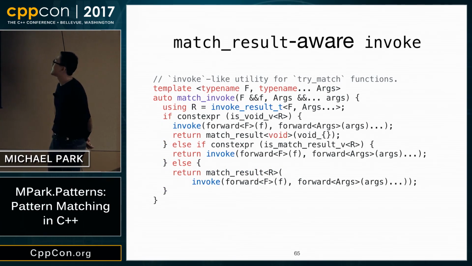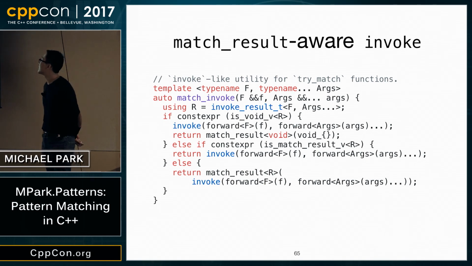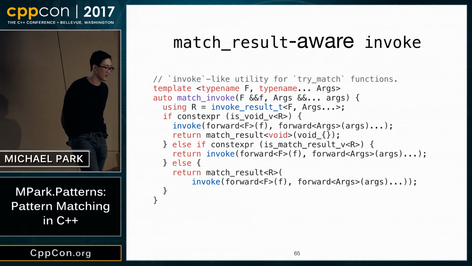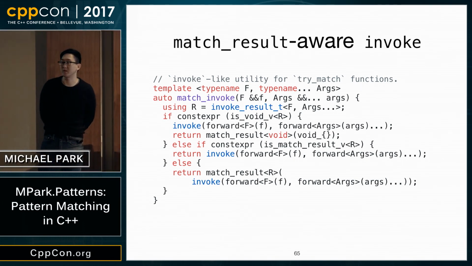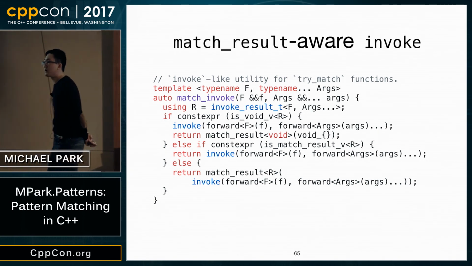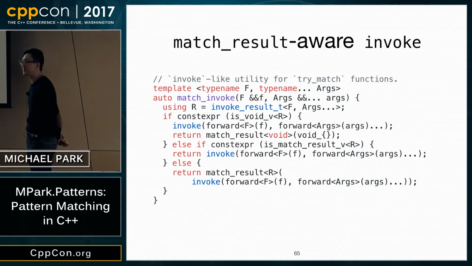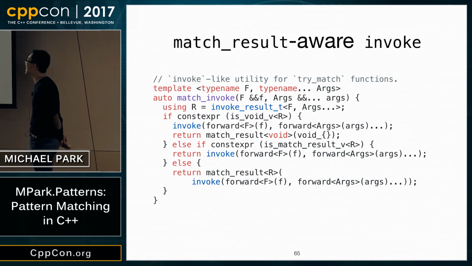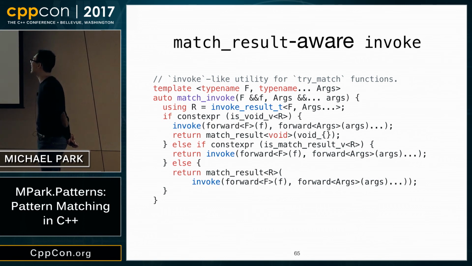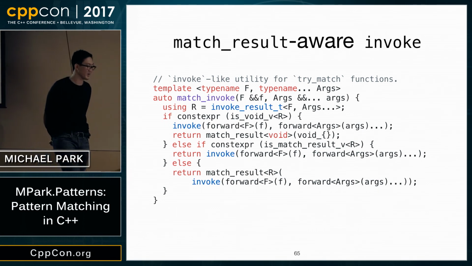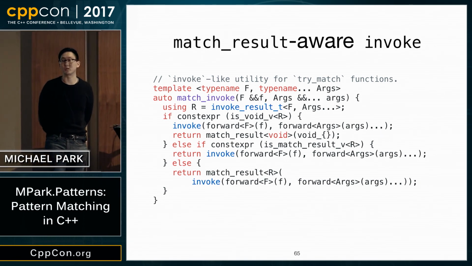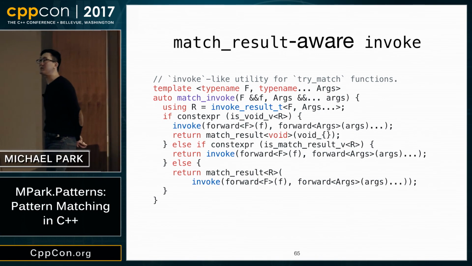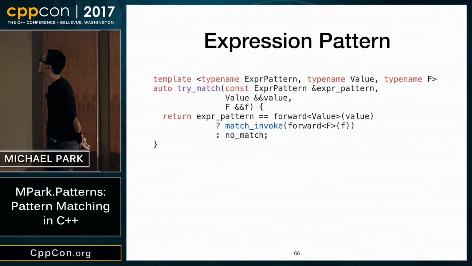So here's match result aware invoke. If you call regular invoke, then you're going to have to deal with void and stuff like that, right? Because Matt hasn't finished his paper. The paper's done. The paper's done. Matt is trying to push regular void through C++. Hasn't happened yet. So for now, I have to deal with this stuff. If it's void, then create the void type and make sure you propagate the void properly. And if it's a match result, don't layer match results on top of each other, etc. And this function is what the try match function uses.